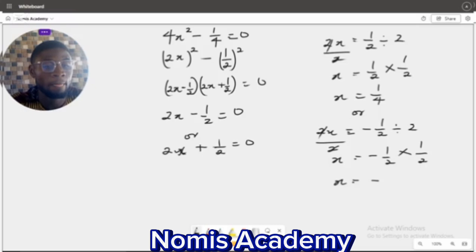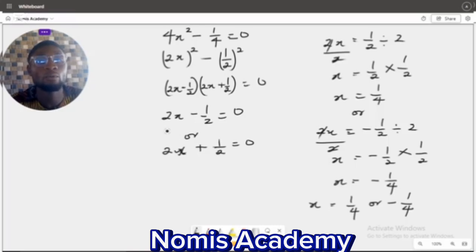So x is equal to 1 over 4 or minus 1 over 4. I believe you know that 1 over 4 and minus 1 over 4 are not the same. In fact, 1 over 4 is bigger than minus 1 over 4. So we have two different values.